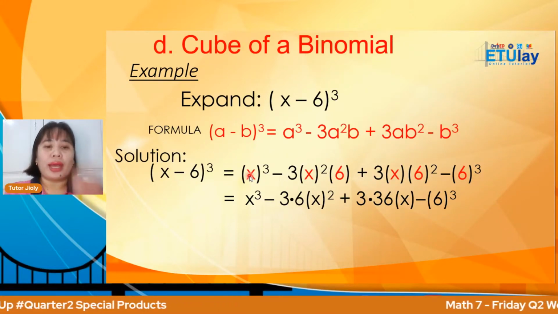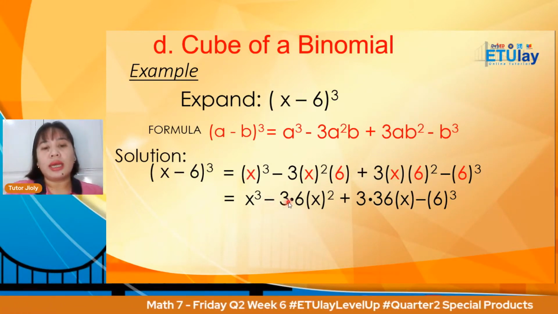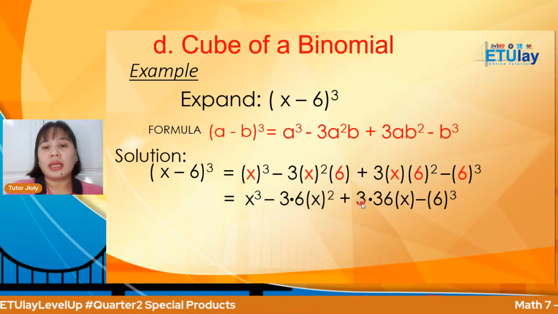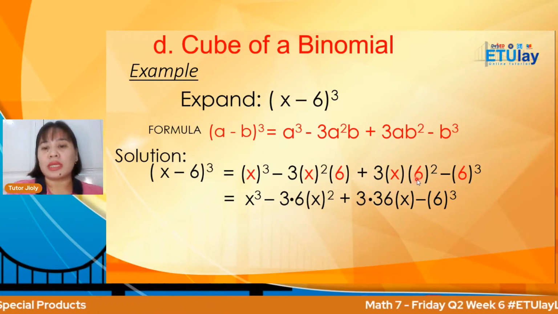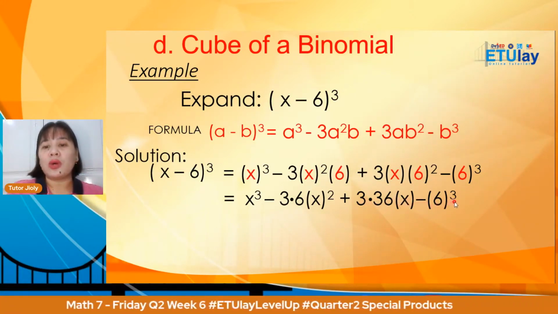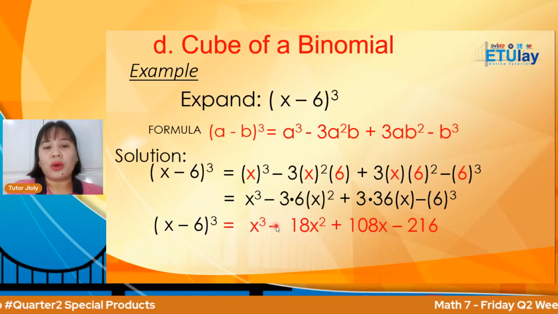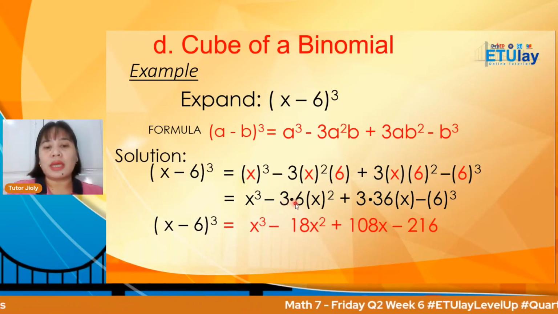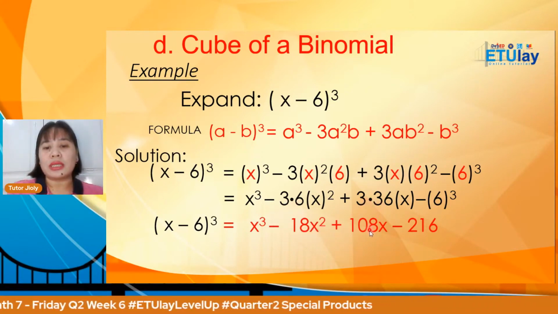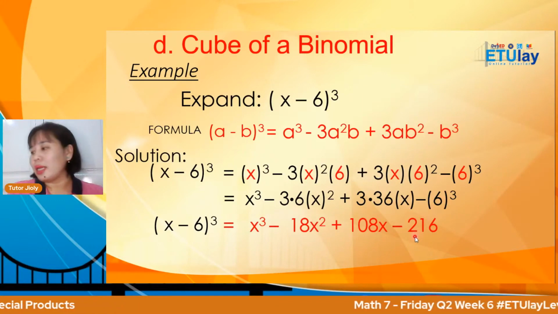Then simplify na natin. So we have x cube minus 3 times 6 multiplied to x raised to 2 plus 3 times, kasi 6 times 6 is 36. So 3 times 36x minus 6 cube. Then after that, simplify natin. So we have x raised to 3 or x cube minus 3 times 6, that is 18x raised to 2 plus 3 times 36, that is 108x minus 6 cube, that is 216.